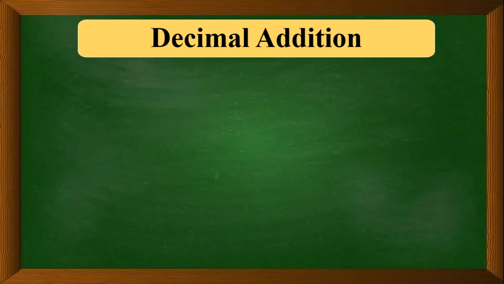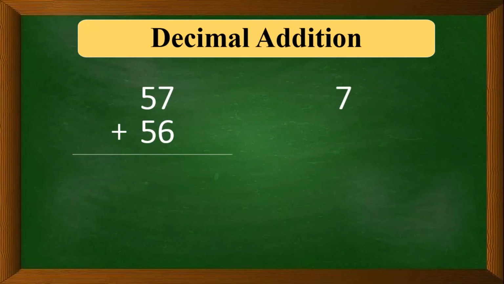Here are two decimal numbers. One is 57 and one is 56, and we have to add these two decimal numbers. Addition starts from the right hand side. So 7 plus 6 is equal to 13. Now there is one place where you can write the result, but you got a result of 2 digits.